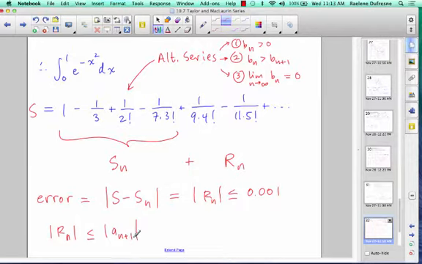So what we really need to do is compare some fractions. Let's look at 0.001 as a fraction. We need this term to be less than or equal to 0.001, which is 1 over 1,000. We want the An plus 1 term in absolute value, without the plus or minus, to be less than that, which means we need the denominator of the An plus 1 term to be more than 1,000. So let's just work out some of these denominators.